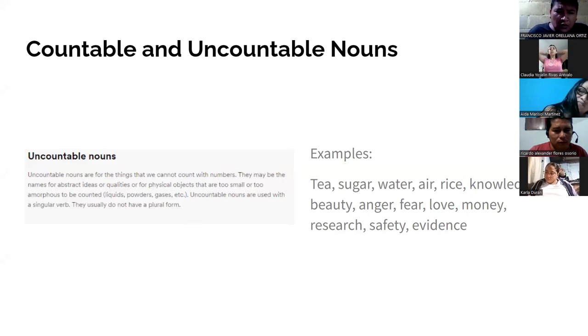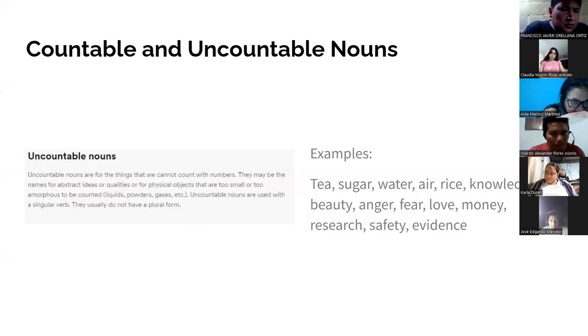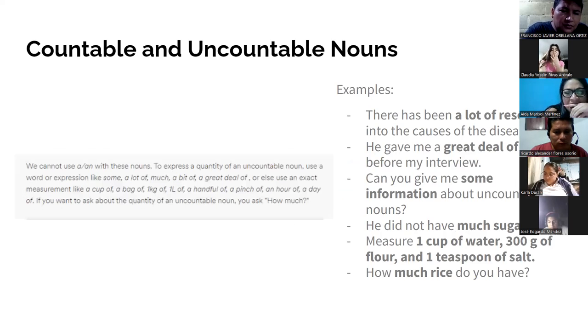Yo sí lo veo. Esto es nada más un repaso, ¿verdad? Dice, uncountable nouns are for the things that we cannot count with numbers. No podemos contarlas con números, los incontables. They may be the names for abstract ideas, qualities, or for physical objects that are too small or too amorphous to be counted. Son muy pequeños o no tienen forma, como líquidos, polvos, gases, ¿verdad? Y ya dijeron unos ustedes ahí: tea, sugar, water, air, rice, knowledge, beauty, anger, los sentimientos, ¿verdad? Todo eso, money, research, safety, evidence.